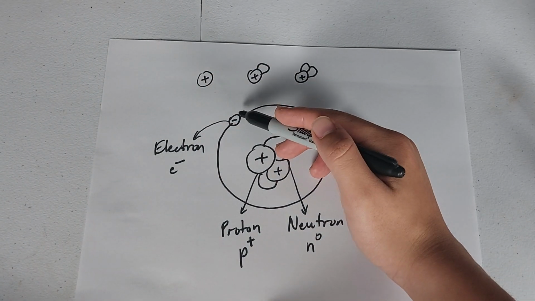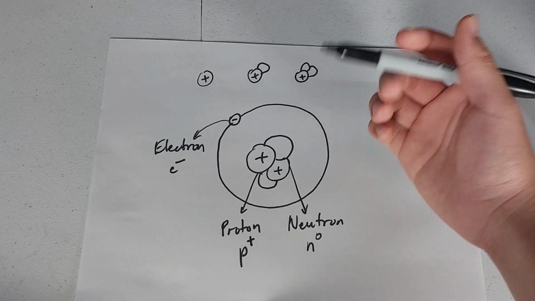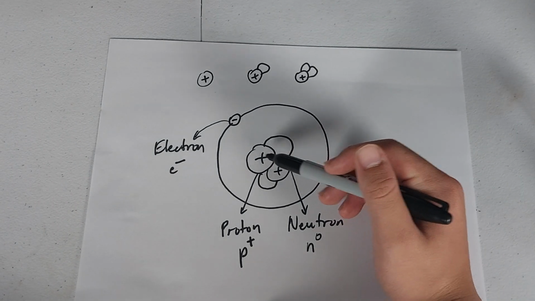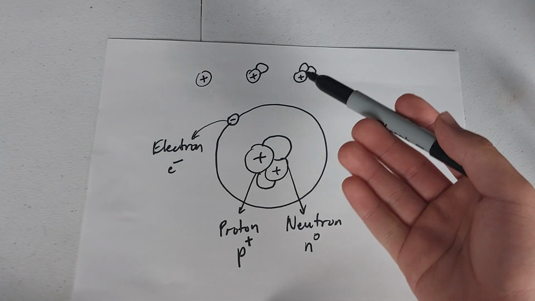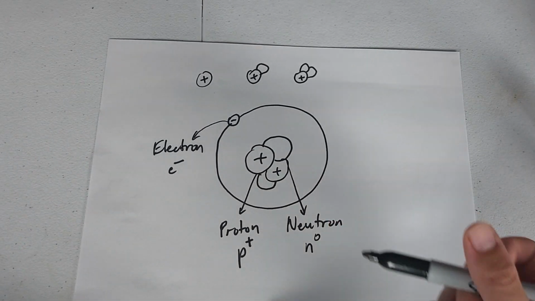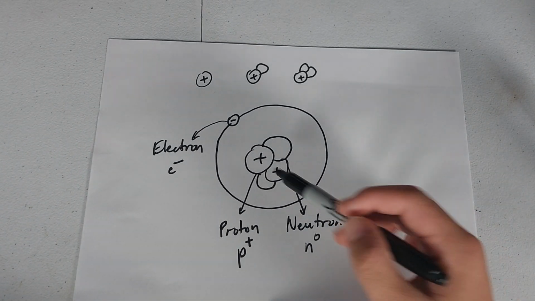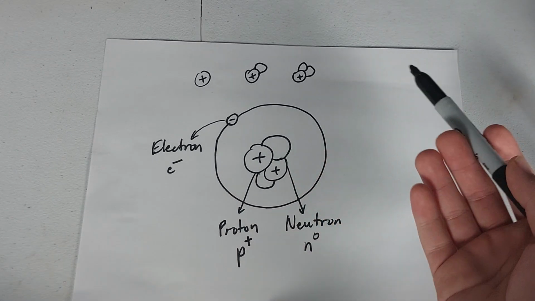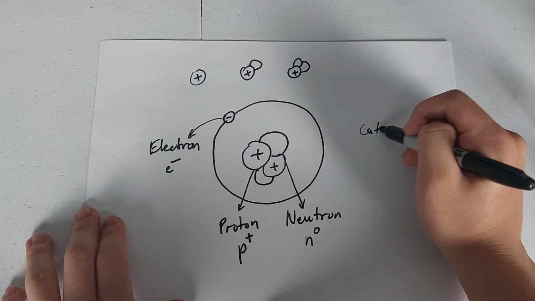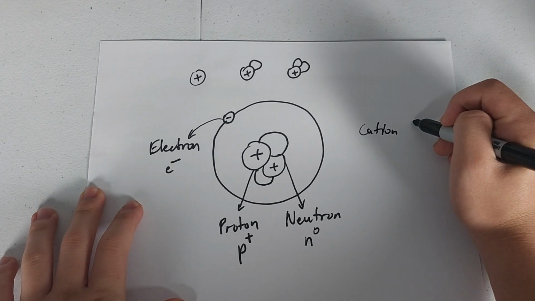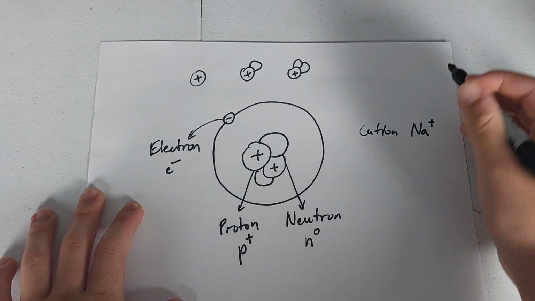normally in an atom, the number of protons and electrons are the same and the charge is neutral. But here you can see we have more protons than we have electrons. When it's off balance like that, we call these ions. And when there's more protons than electrons, or in other words, if you lose an electron, you're called a cation. So cations are positive ions.